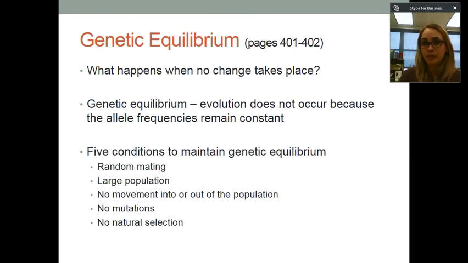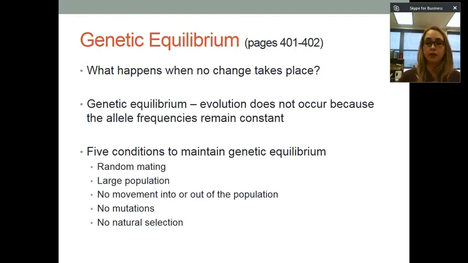Genetic equilibrium is not something we really see in the real world. It is something that we use mathematically to calculate allele frequencies within a population, but there's always going to be some sort of immigration into or out of the population. There are genetic mutations with every individual that occur just because of the fact that your body's copying so much DNA.